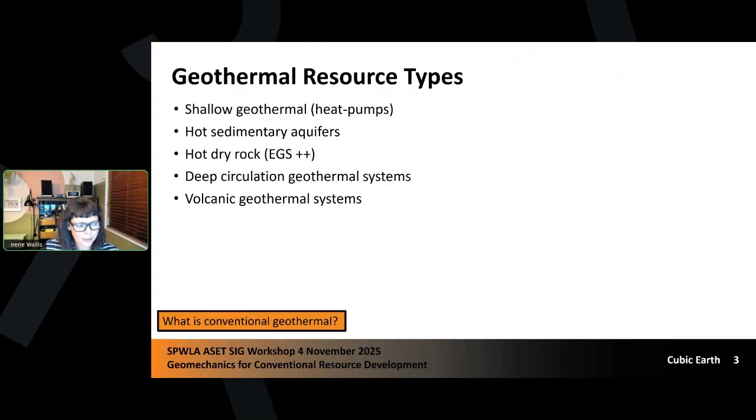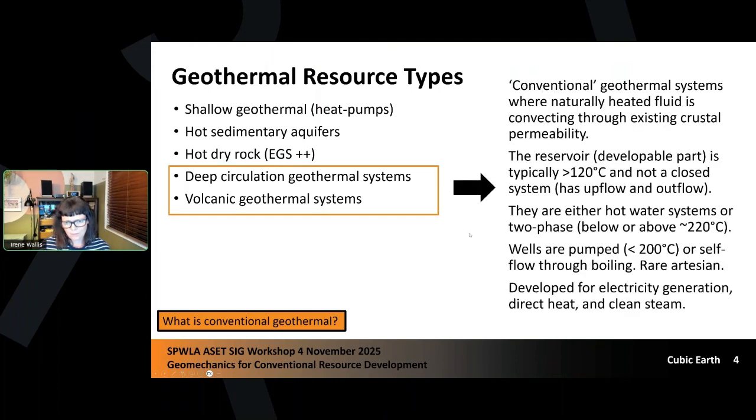And then there's two others. There's deep circulation geothermal systems and volcanic geothermal systems. And these last two are what I'd refer to as being conventional geothermal systems. They're fluid that's naturally heated and convecting through existing crustal permeability. We're not generating permeability, although we do stimulate wells in some cases to improve, but the permeability in the system itself is already there. The reservoir, which is the developable part, is typically more than 120 degrees.